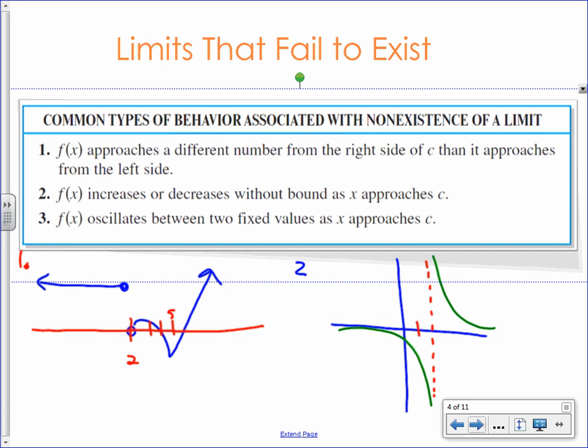And then number 3, the function oscillates between 2 fixed values as x approaches c. You guys probably remember that picture, and I'll show you in a little bit, but we're oscillating and we get faster and faster and faster.